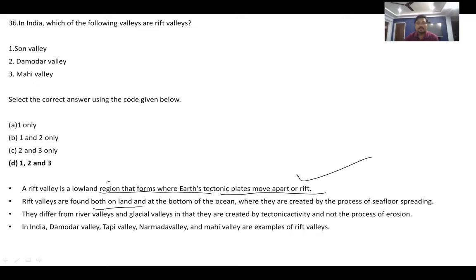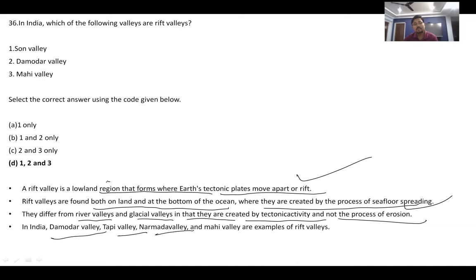They are found on both land and the bottom of the ocean, where they are created by the process of seafloor spreading. They differ from river valleys and glacial valleys in that they are created by tectonic activity, not the process of erosion. In India, Damodar Valley, Tapti Valley, Narmada Valley, and Mahi Valley are examples of rift valleys.